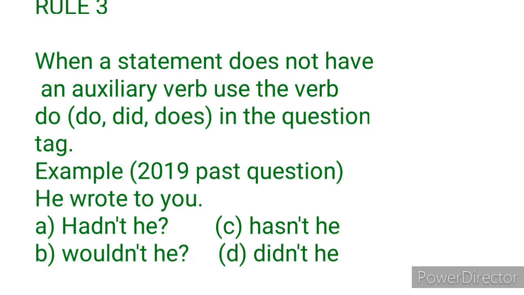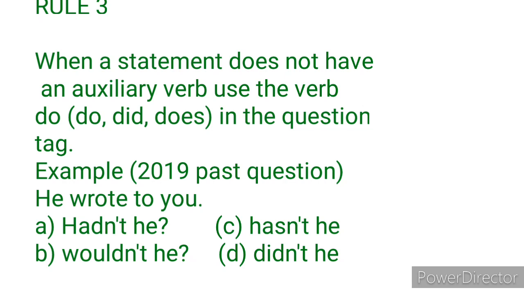We are going to use do to form the question tag. And the only option that contains do is option D, didn't he? Did is the past form of do. And also notice that it obeys the first rule of having a negative form when the statement has a positive form. He wrote to you is positive. It has a positive form because it does not contain not. And this option, option D, contains not. It has a negative form. I hope you understand that.